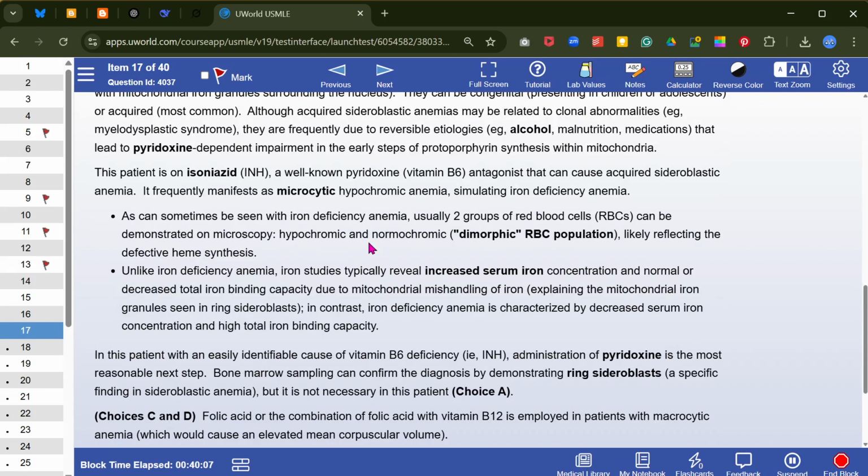In this patient with an easily identifiable cause of vitamin B6 deficiency, isoniazid (INH), administration of pyridoxine is the most reasonable next step. Bone marrow sampling can confirm the diagnosis by demonstrating ring sideroblasts.